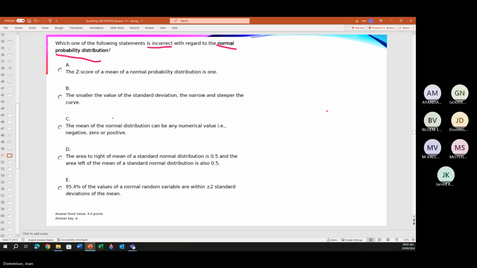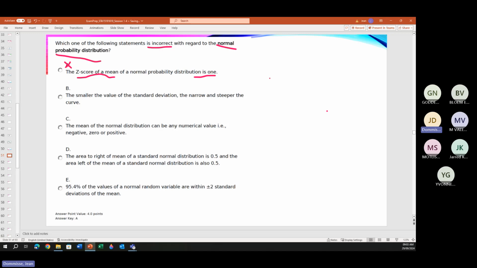Okay, so 100% a theoretical type of question, which again is not always difficult, but it takes up a bit of time because you need to go through the options, unless we're happy with an early option that might be wrong. So the z-score of a mean of a normal distribution is 1. Okay, so that already we can say is incorrect.